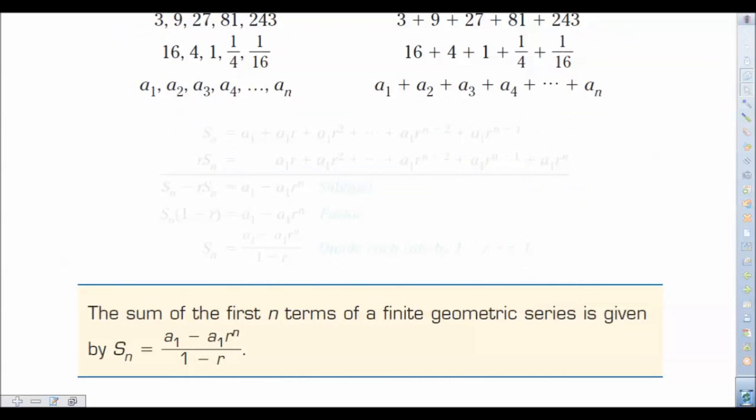We can come up with a general rule for the sum of a geometric series, and it's right down here at the bottom. The sum of the first n terms of a geometric series, certainly a finite one, we're going to get into infinite ones when we get into 12.3, but for a finite geometric series, we can take the first term and subtract the first term times r raised to the nth power and divide it by 1 minus r, remembering that a sub 1 is your first term and r is your common ratio.